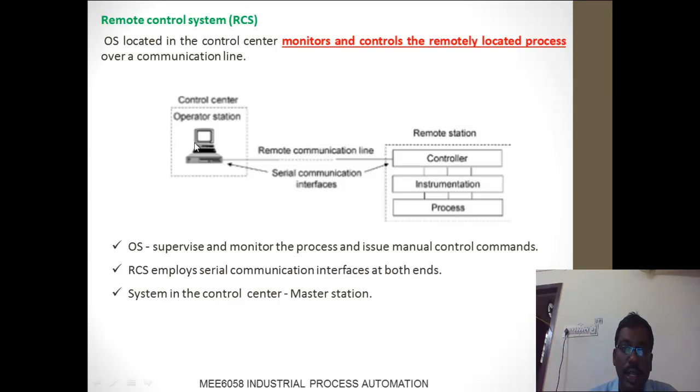The control center monitors and controls remotely located processes over a communication line, and that communication line is the serial communication interface. Here the operating system monitors the process and issues manual control commands. The remote station is interfaced with the operator system, gets data from the operator and transfers data to the operator. The control center is the master station, and finally data is transferred through a serial communication interface.